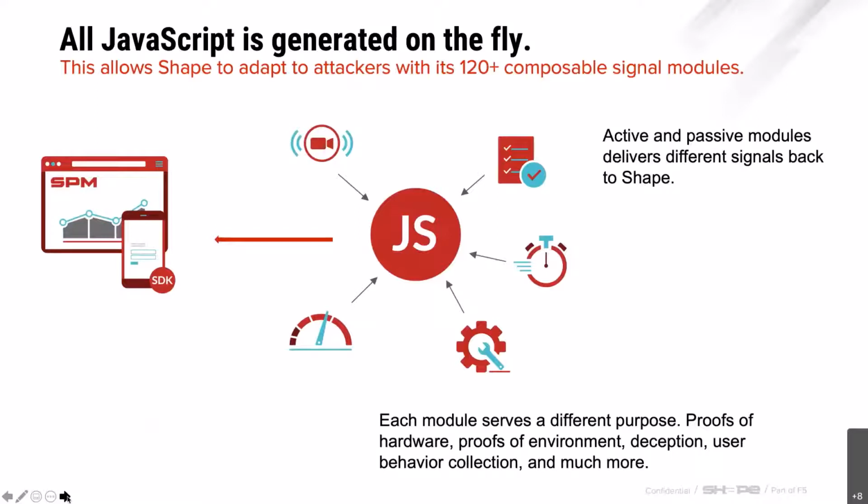Some are active, some are passive. Active ones are things that collect what the user's doing, moving the mouse and so on. Passive modules are interrogating the browser for information, confirming what the user agent is, for instance, or collecting browser width and height and so on. So there's a mix of signals that we take. Next slide, please.